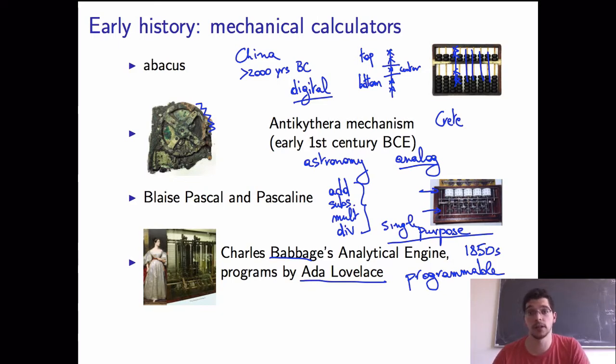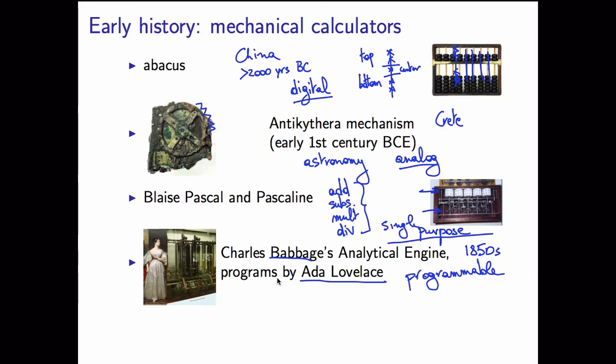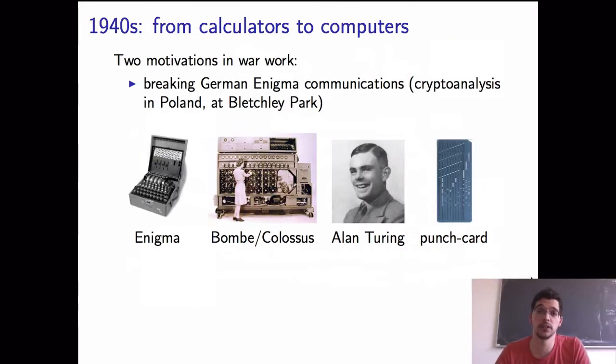Humanity had to wait a very long time before building anything like Babbage envisioned, actually almost 100 years. Indeed, the big developments in computing came with a big event in human history, World War II. There were two main motivations for these developments. The first one had to do with secret communications of the Germans using the Enigma machines.